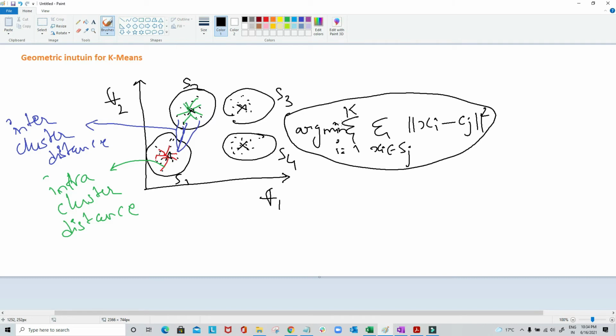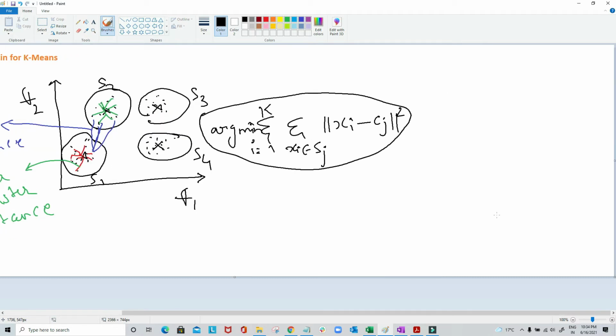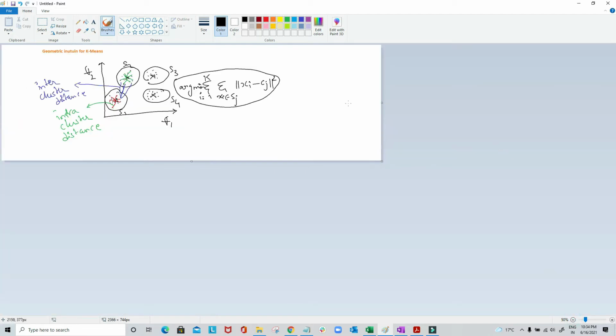Again, let me summarize. If the data set is spread in the form of groups, then for each set it tries to minimize the intra-cluster distance between the points within a cluster, and it tries to maximize the distance between the points of two clusters. That is called the inter-cluster distance. So how is this process achieved? Now let's get into the K-means algorithm. How it is done is, initially, let me expand this.